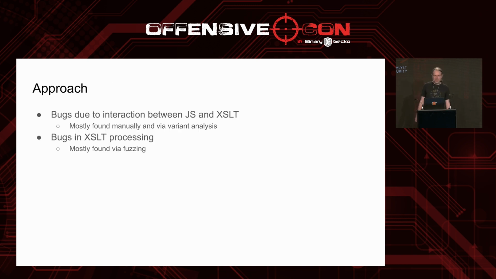And these vulnerabilities, these bugs, mostly fall into two categories. The first one are bugs due to unexpected things happening during XSLT transformation with the rest of the web browsers, such as unexpected interaction between JavaScript and XSLT. And those were mostly found either manually or through variant analysis. And then we also have another type of bugs, which are the bugs in XSLT implementation itself, which do not rely on any other component. And those were mostly found through fuzzing.